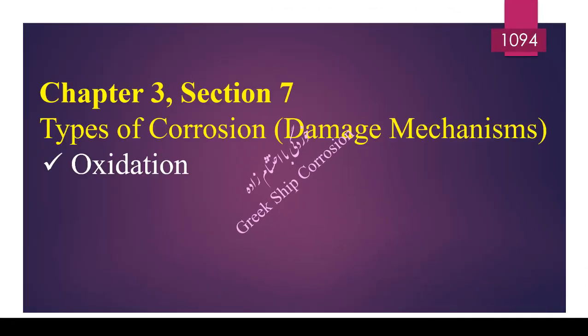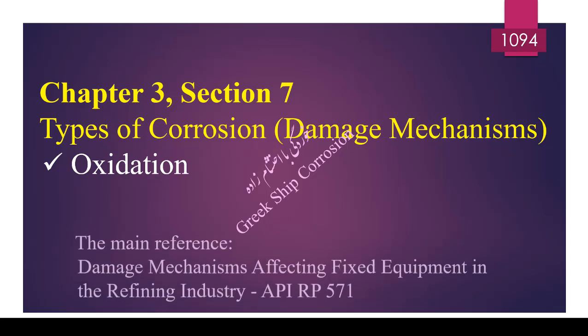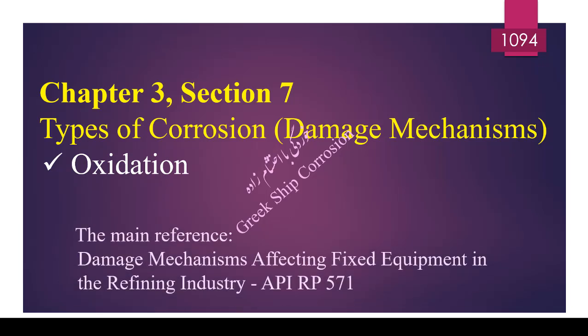Chapter 3, Section 7, Types of Corrosion, Damage Mechanisms, Oxidation. The main reference: Damage Mechanisms Affecting Fixed Equipment in the Refining Industry, API RP 571.